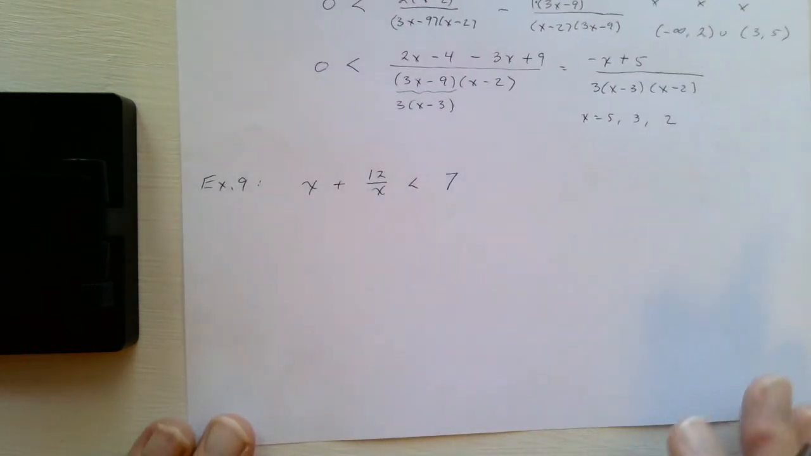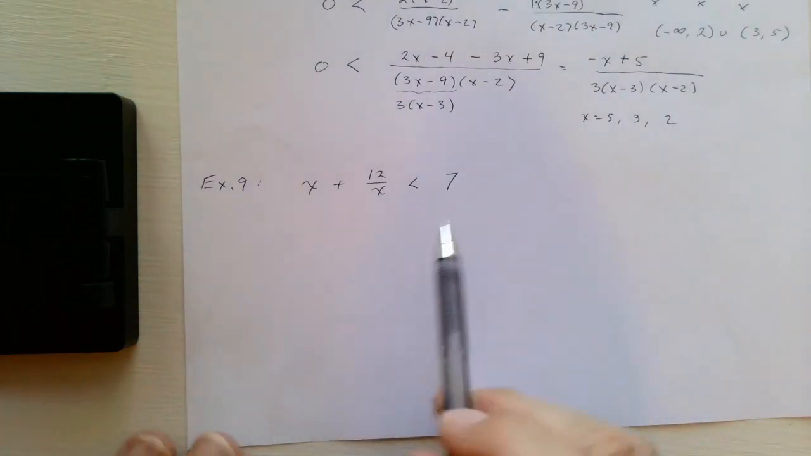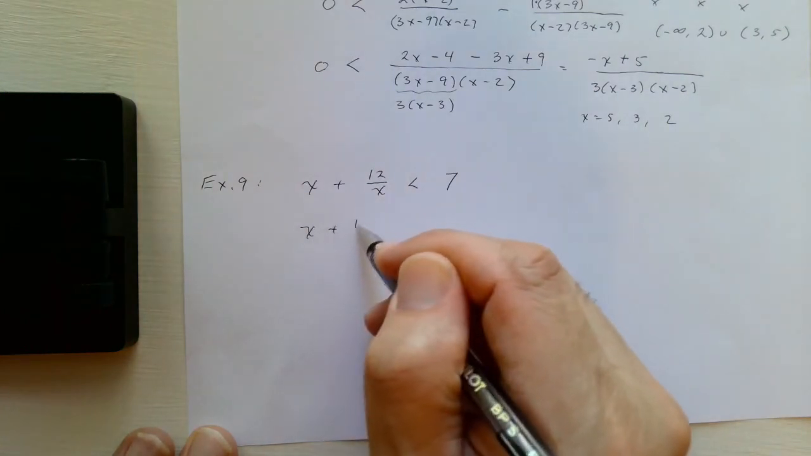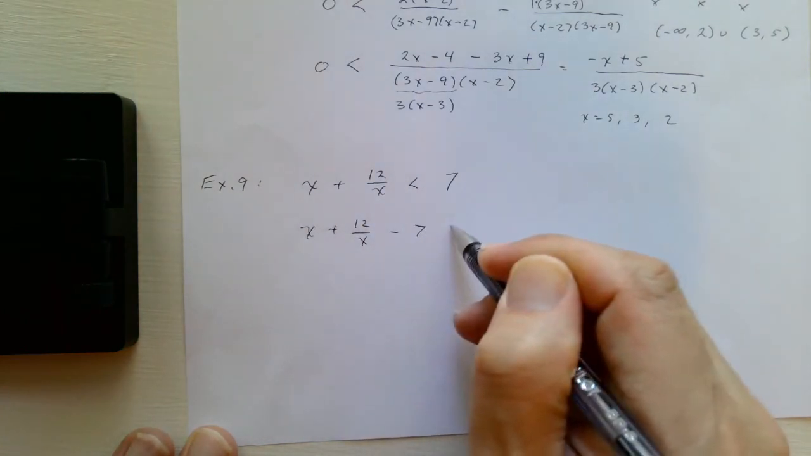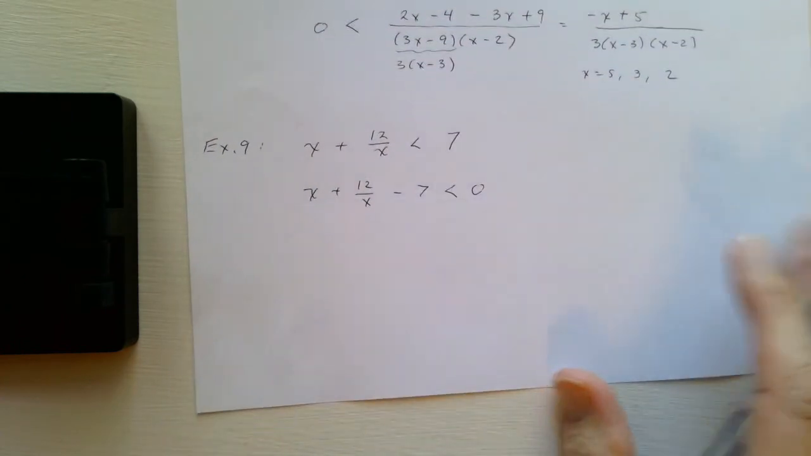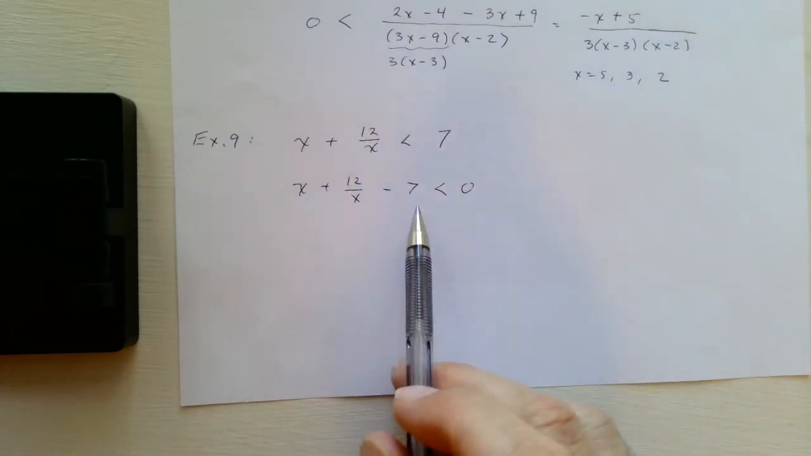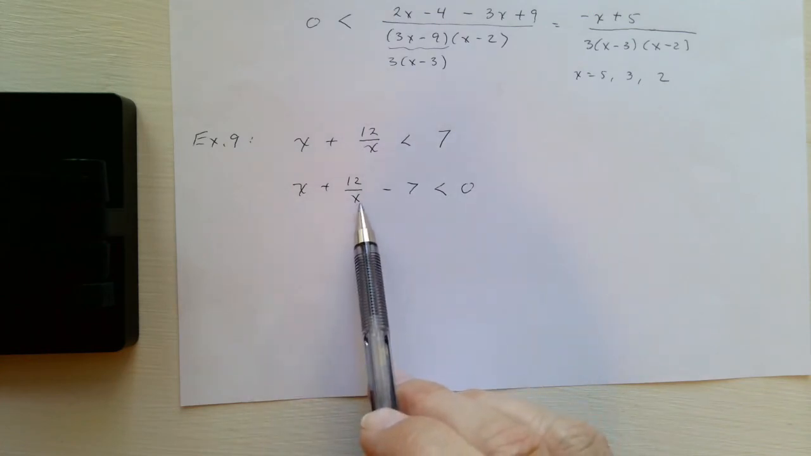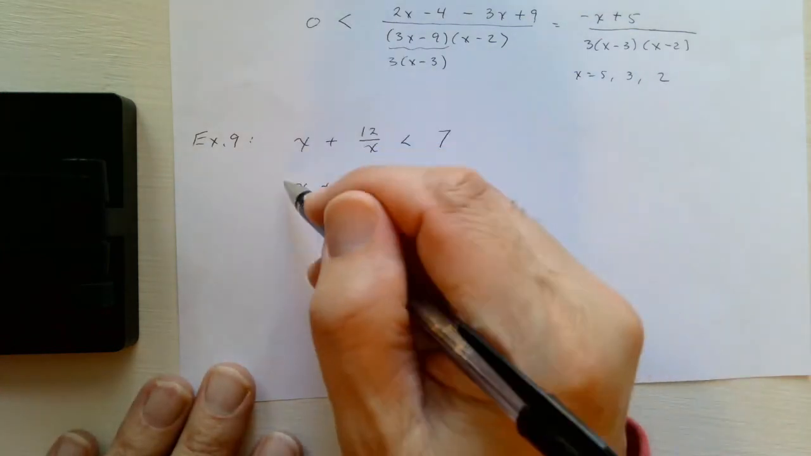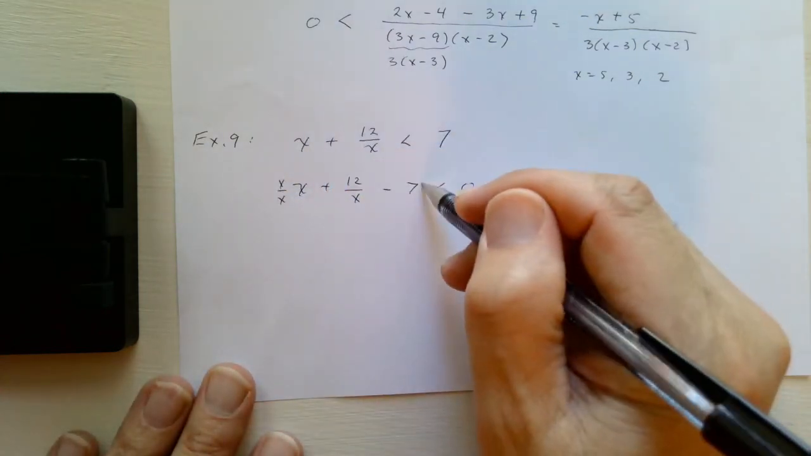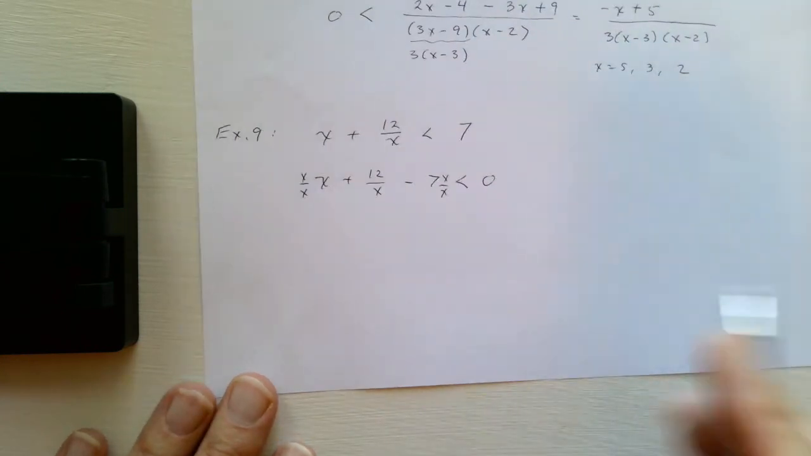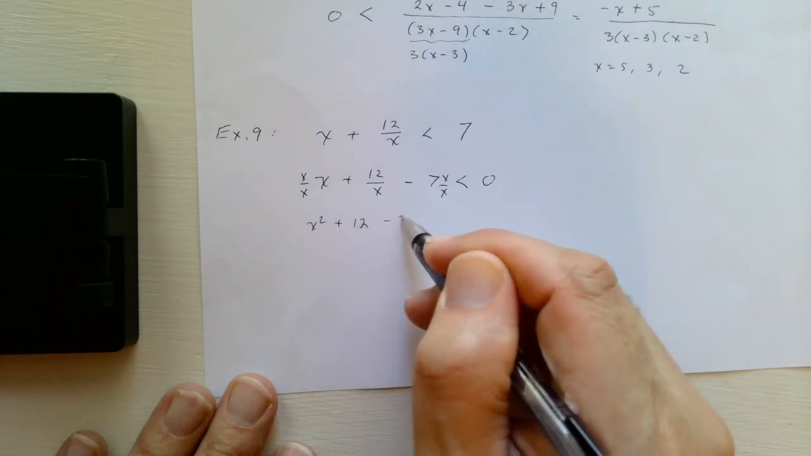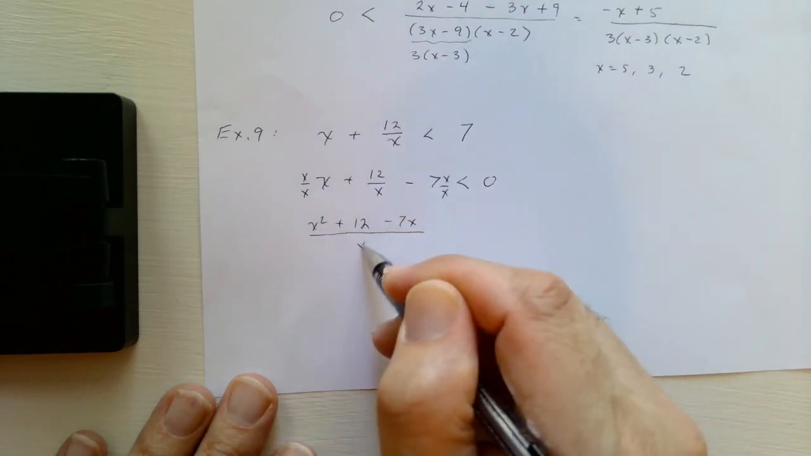Okay, last one. We'll pull the 7 over here. That is, subtract 7 from both sides. Okay, and now we have 3 terms we want to add. We need a common denominator. Looks like since the only denominator we have here is x, you probably multiply everything by and divide by x. So, okay, and if we do that, this becomes x squared plus 12 minus 7x all over x.